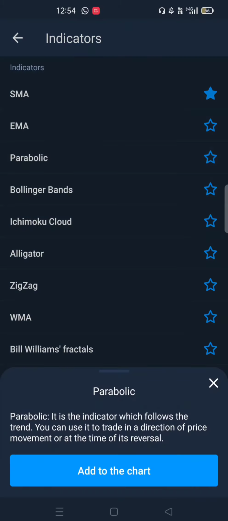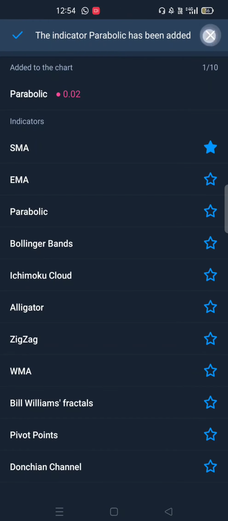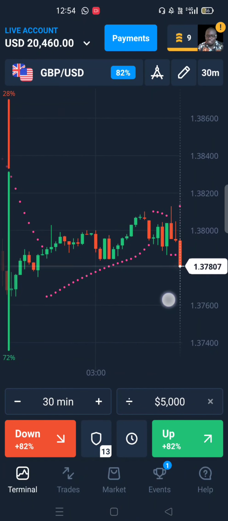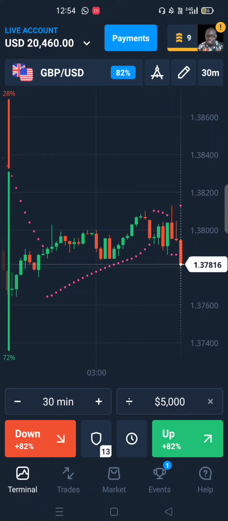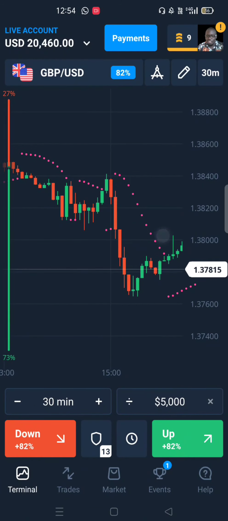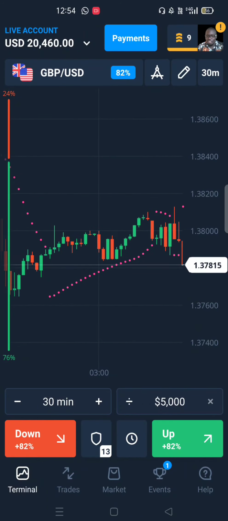We can remove that. Then of course there is the parabolic. If you add that on the platform, you will see that they form as dots. So when these dots form below the chart, then that is an indication of an uptrend. When they form above the chart, then that is an indication of a downtrend. So those are some of the best indicators that you can use to trade FTT in Olymp Trade or in any other platform.